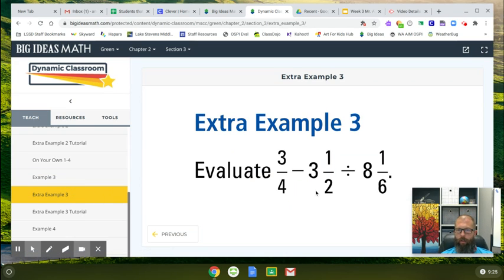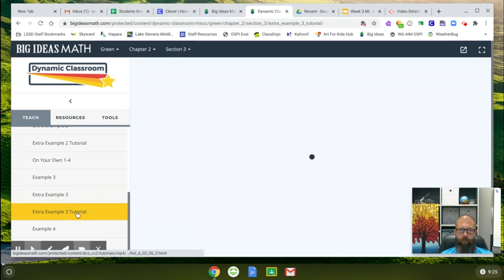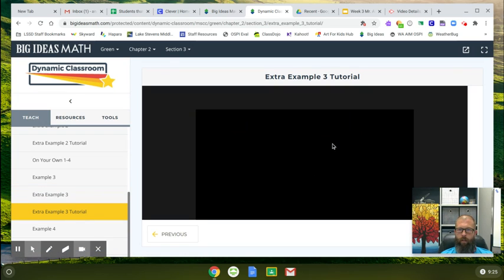All right, here's another one. This time you've got to be careful because the subtraction is first. But once we change these to improper fractions, we have to do the division first, remember? So leave this part alone. Go ahead and pause your video and try this out. And then come back and watch the tutorial. Evaluate 3 fourths minus 3 1/2 divided by 8 1/6.